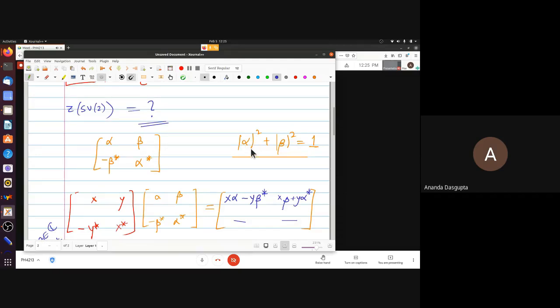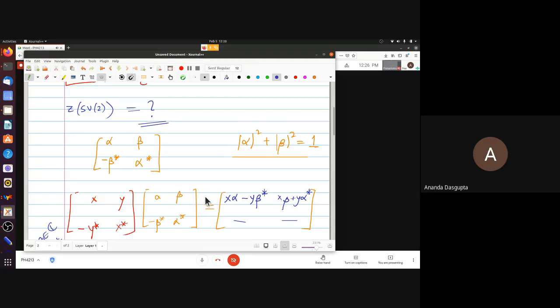And that, of course, is what you can see here in what I wrote down. Two complex numbers, which means four real numbers whose squares add up to 1. Every element of SU2 is related to the set of four real numbers whose squares add up to 1. And this is a one-to-one correspondence, right? Give me any set of four real numbers whose squares add up to 1, I can give you an SU2 matrix and vice versa.